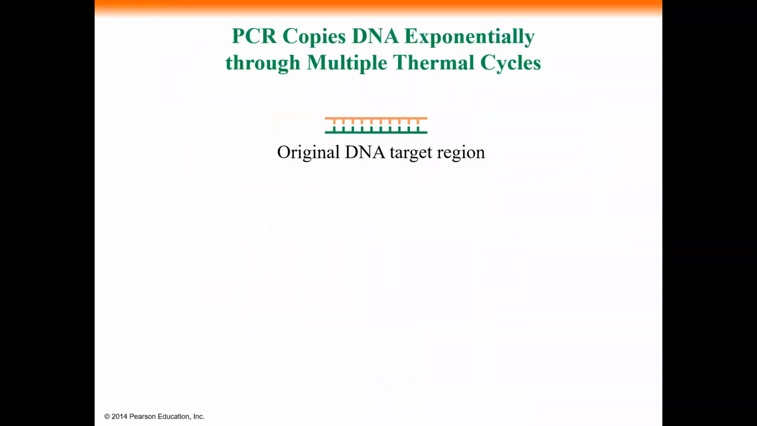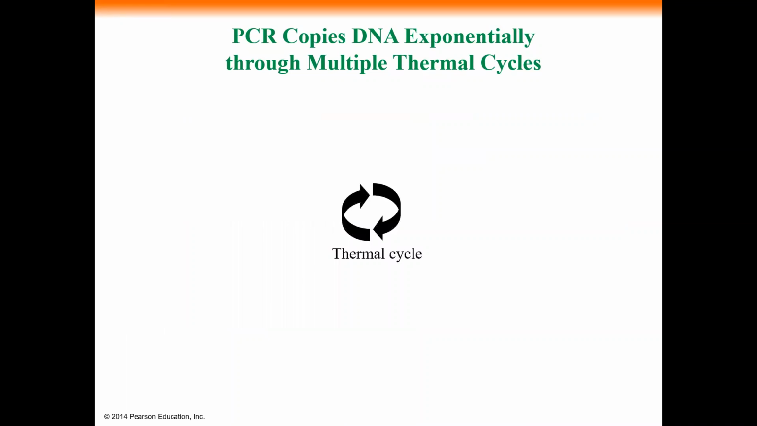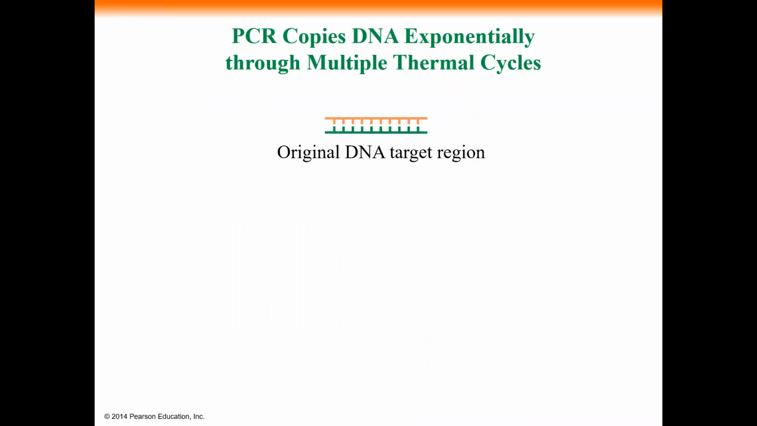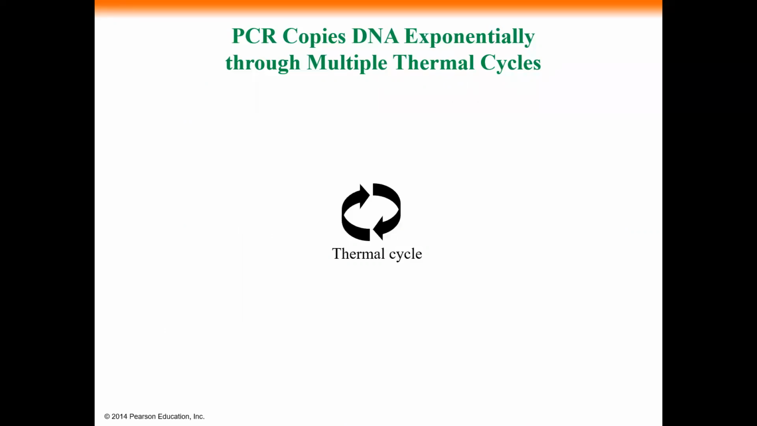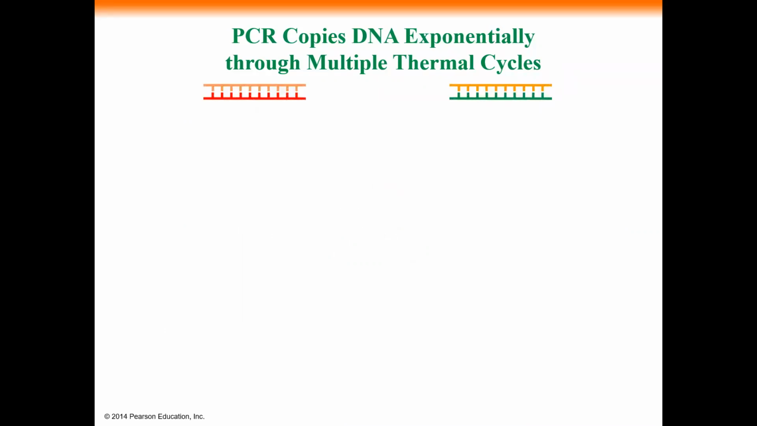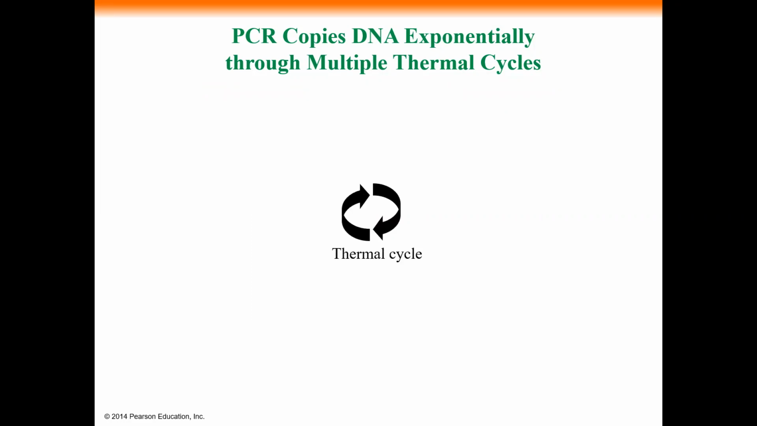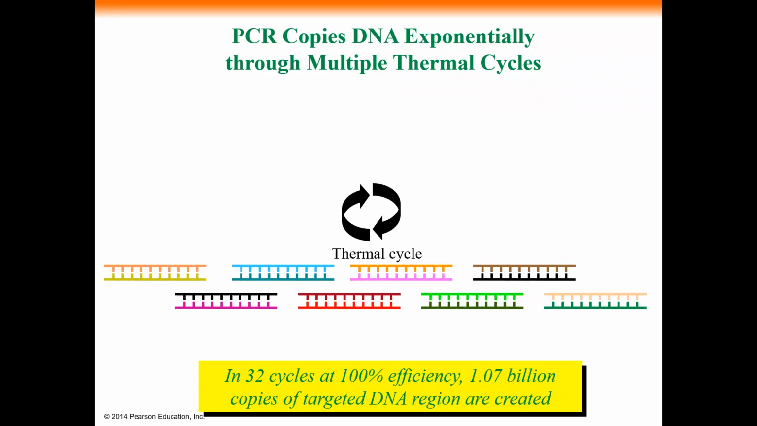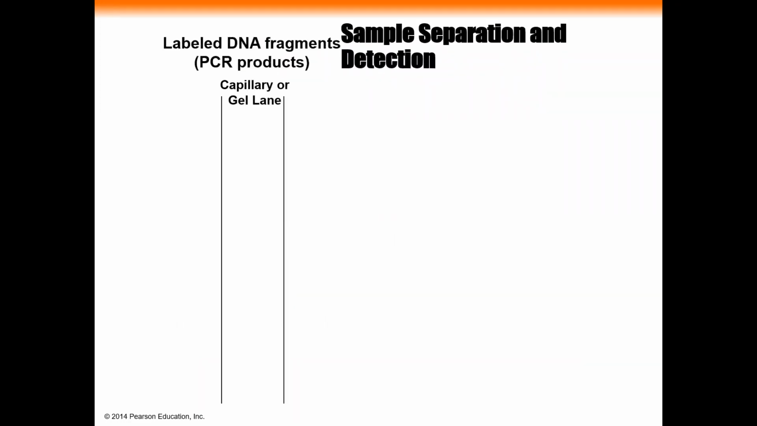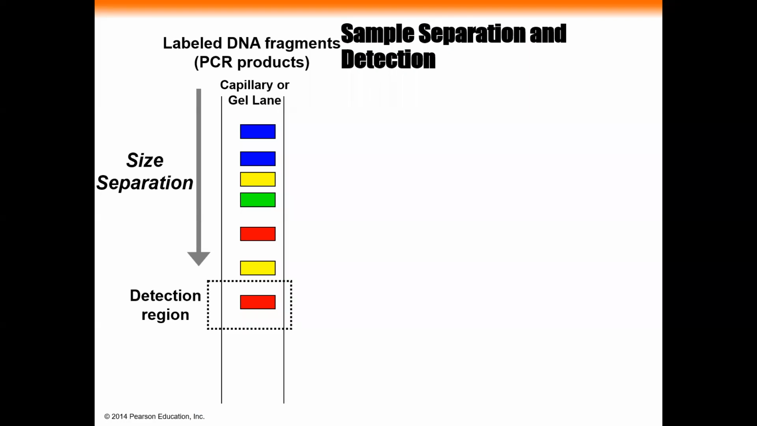And so again, PCR makes exponential copies. You take the original DNA target region and send it through the PCR process. You now have 4 copies. You send it back through the thermocycler PCR process again. And after 32 cycles have been completed, you should have about 1.07 billion copies of that target DNA created. You can then put these into a gel electrophoresis chamber.